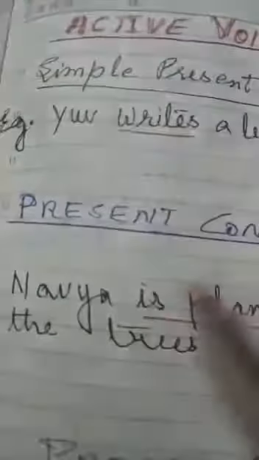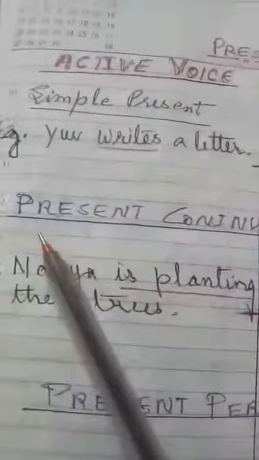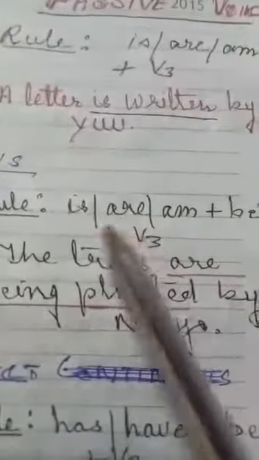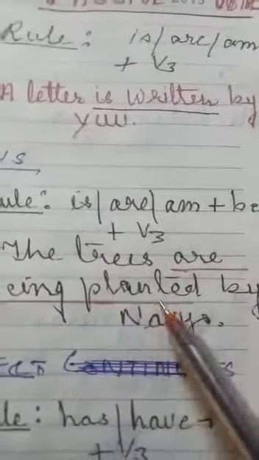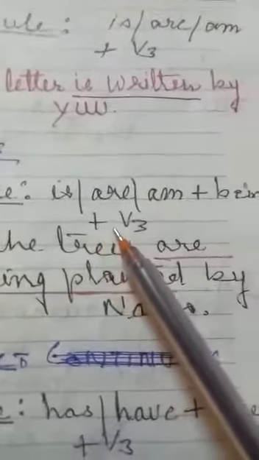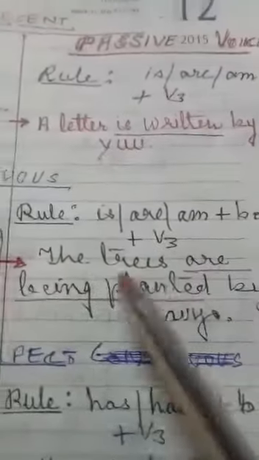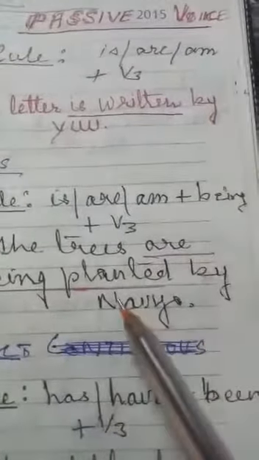For example, if I say Navya is planting the trees, as I told you, the trees will come at the first. The trees are, here the subject is plural because this object becomes the subject. The trees are being planted by Navya.